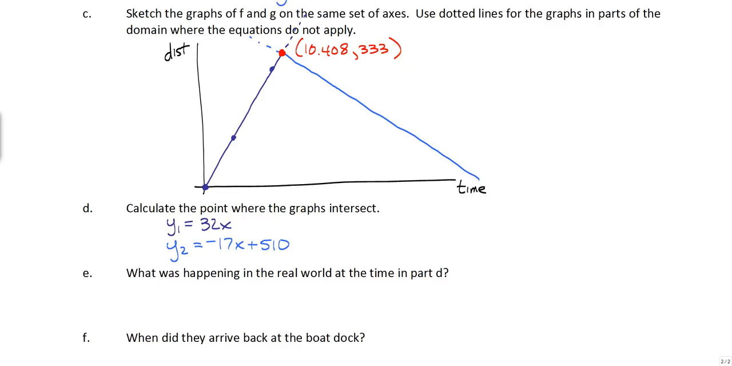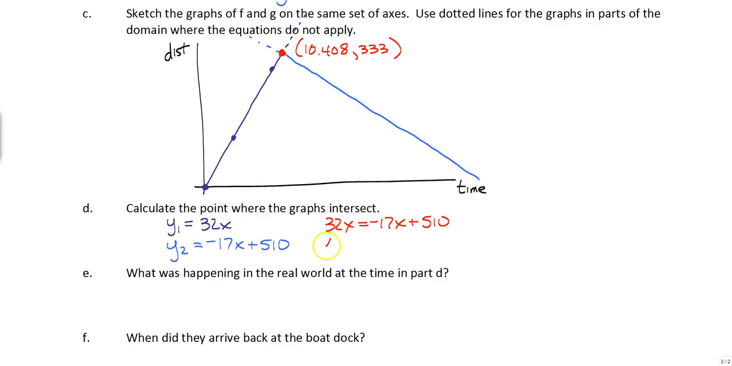Now, if you did not know how to use your graphing calculator, just set these two equal to each other. Remember, this is just a system, so we can use substitution right here. We would just substitute the y in. So we have 32x is equal to negative 17x plus 510.